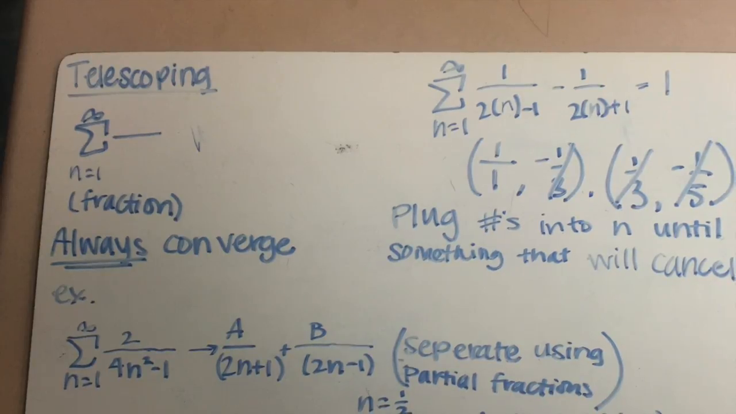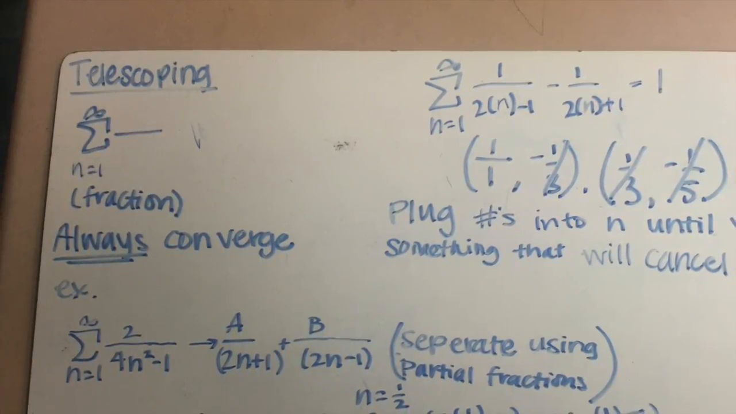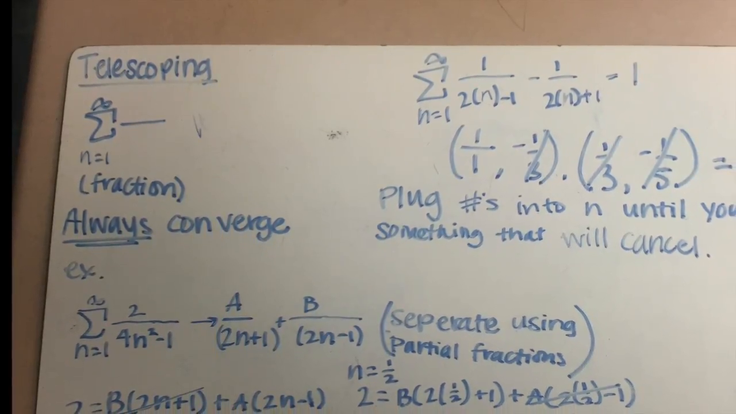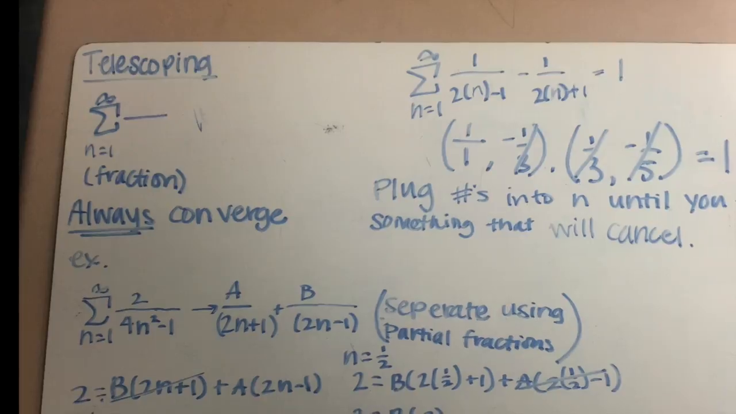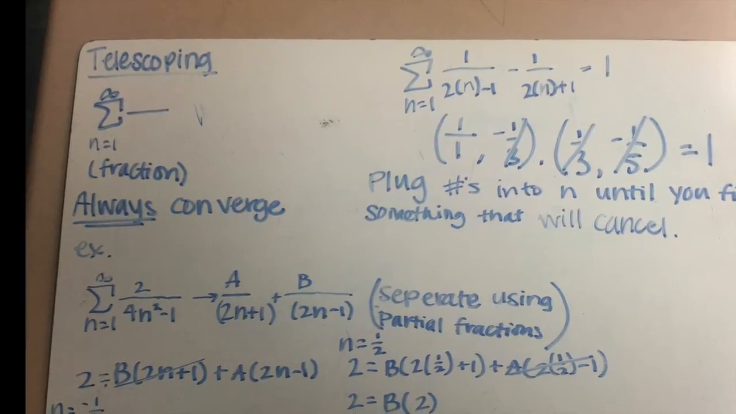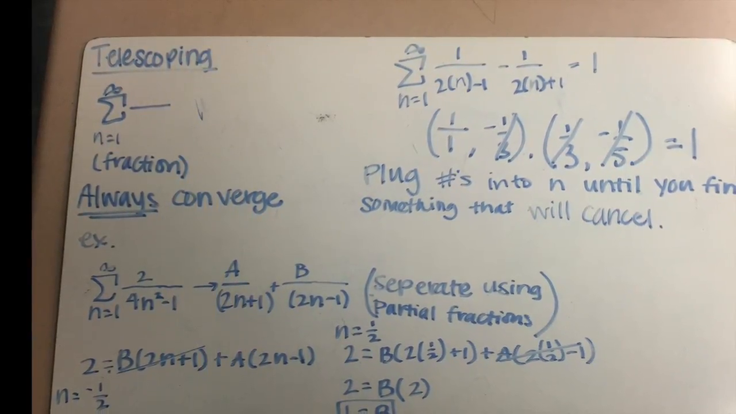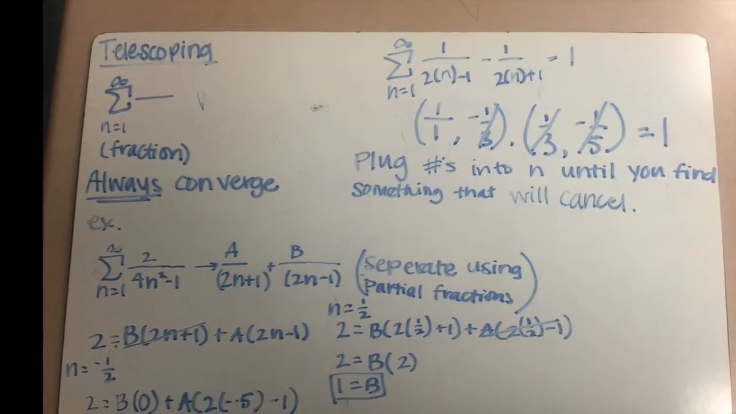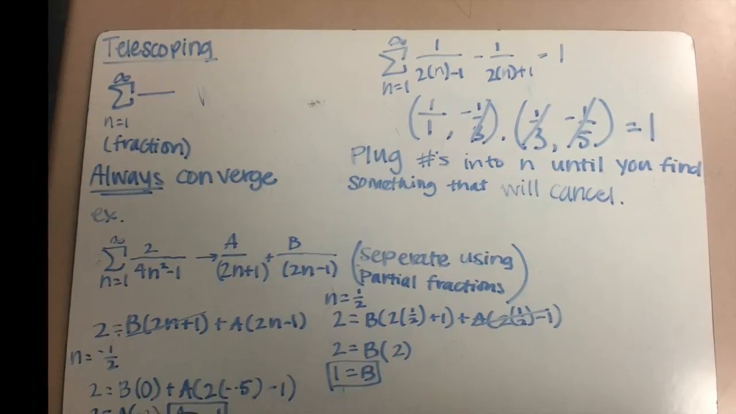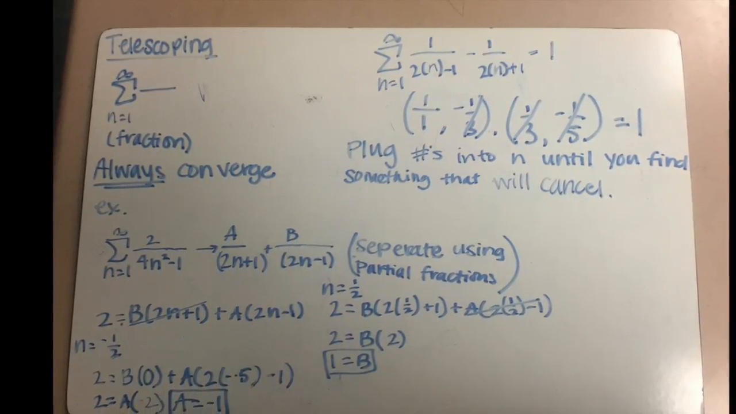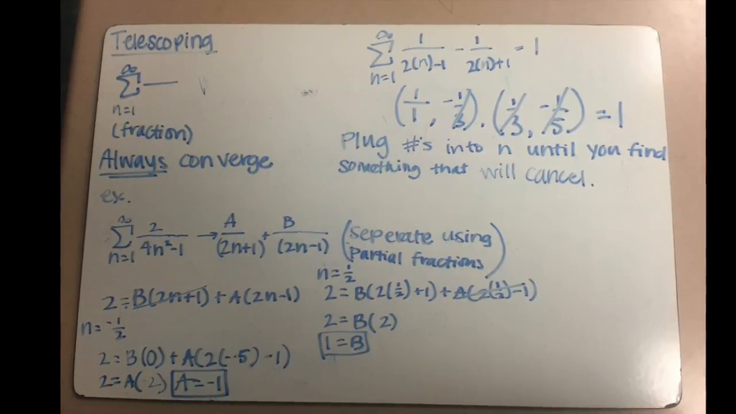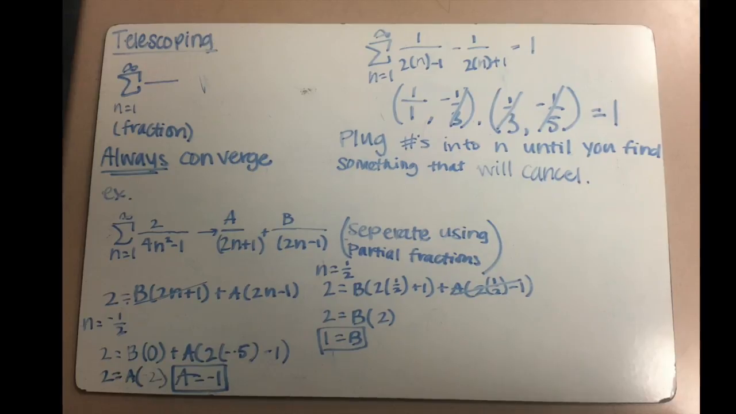Our next test is the telescoping test. This test can only be used with fractions and will always converge. To start, you will separate the fraction using partial fractions like we did with integrals. Once you do this, you will then solve for A and B and plug back into your equation. Now you will begin plugging numbers in for n. You will notice that numbers will start to cancel out, and once they do, you will add the numbers together to find where the series converges.